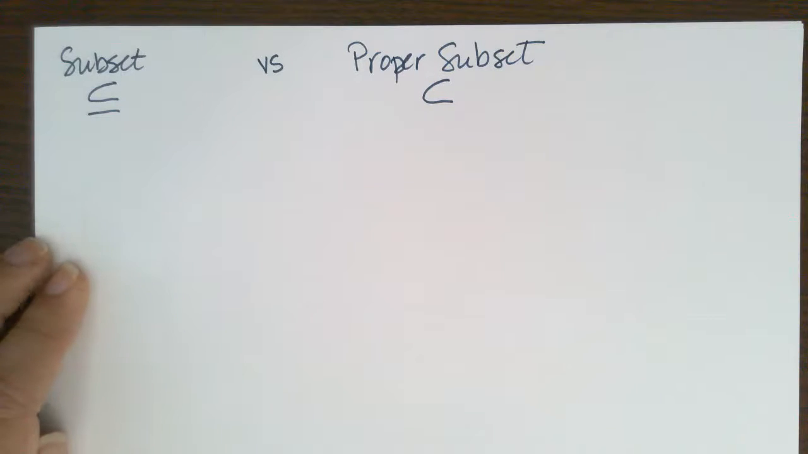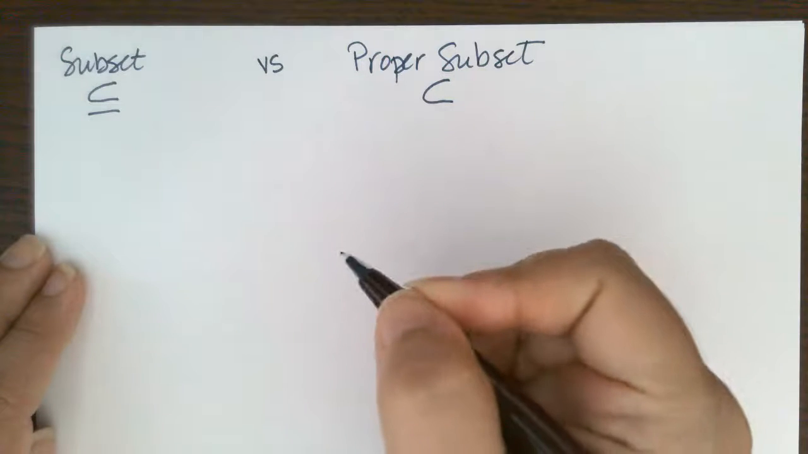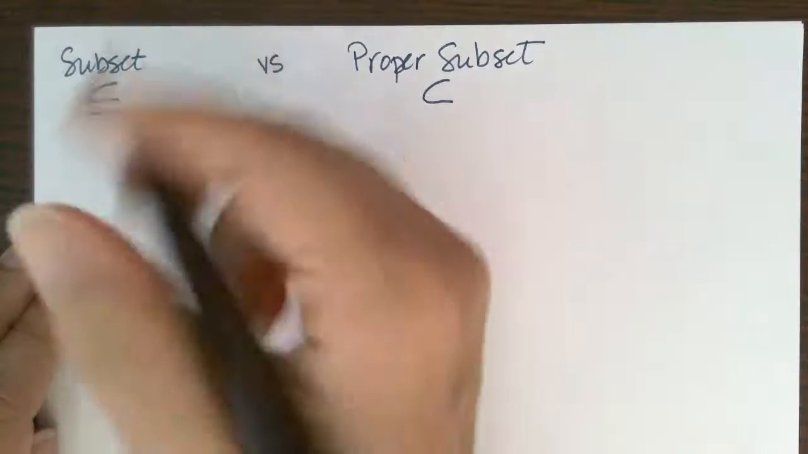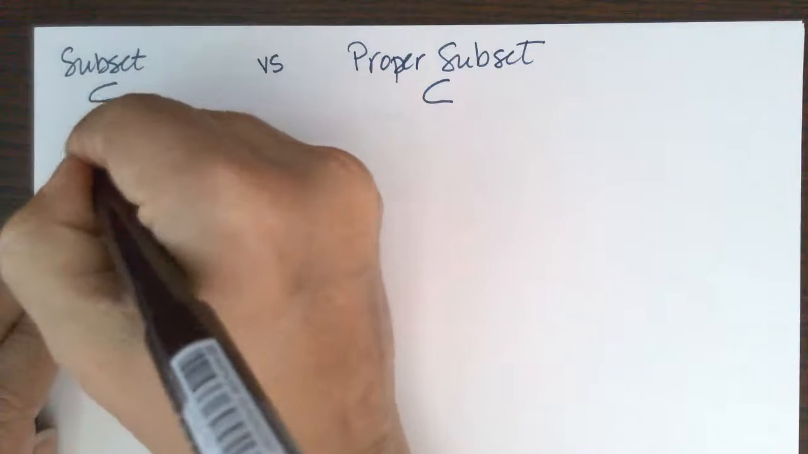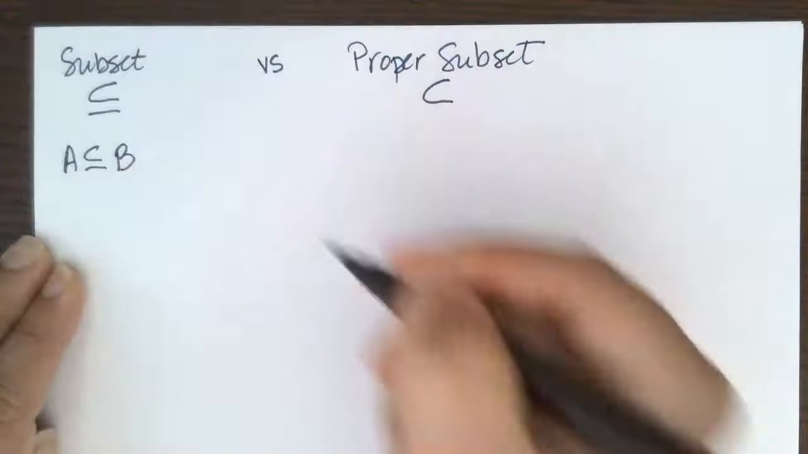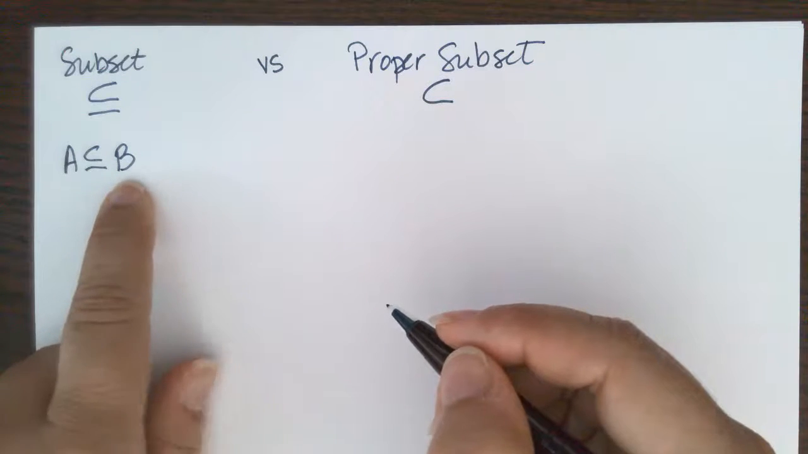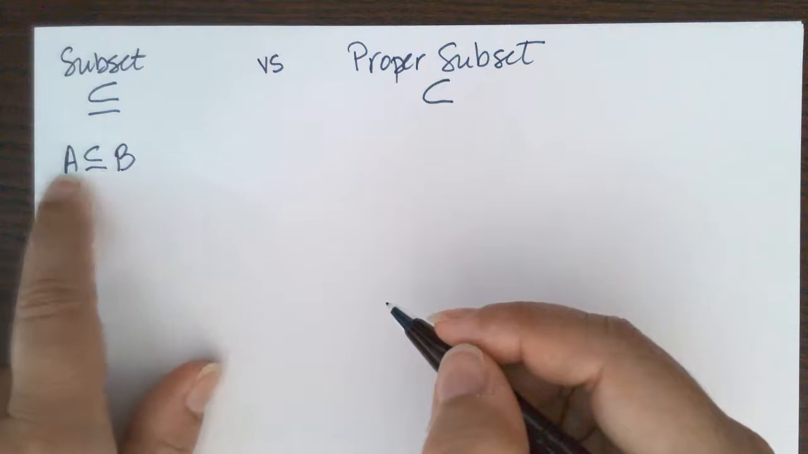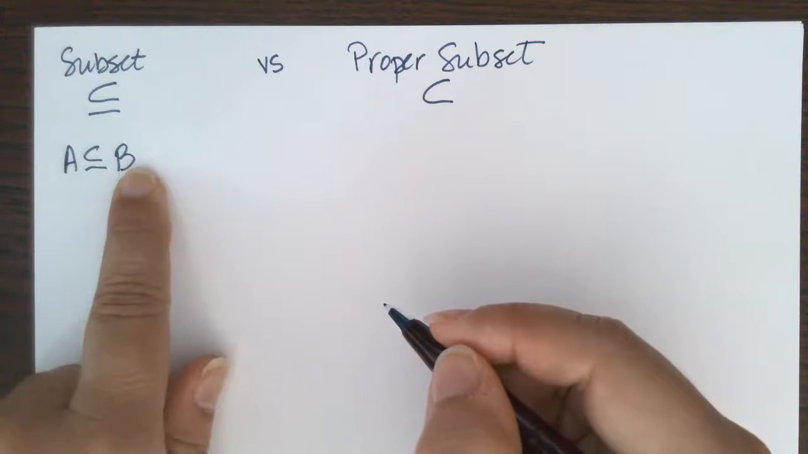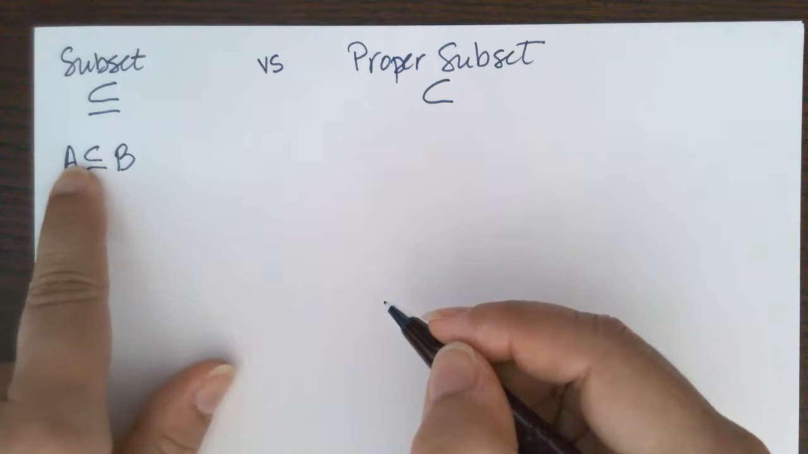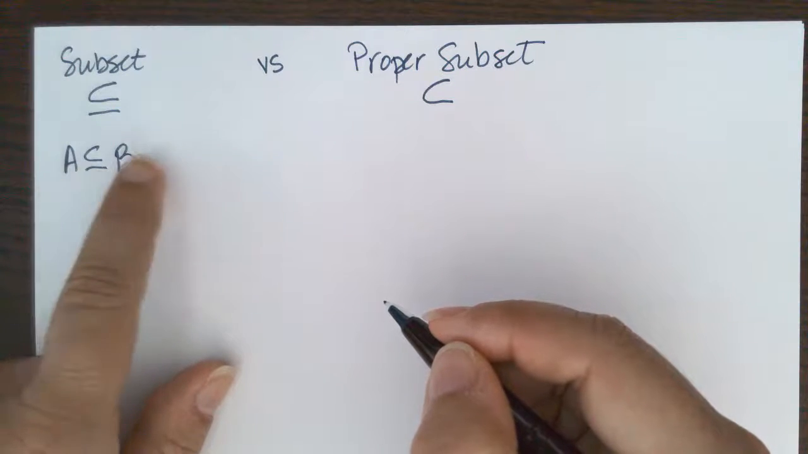Here's a short video on the difference between subset and proper subset. A is a subset of B if every element in A is also contained in B. And this allows for A to actually be the same as B, for A to be equal to B. So every element of A is contained in B.